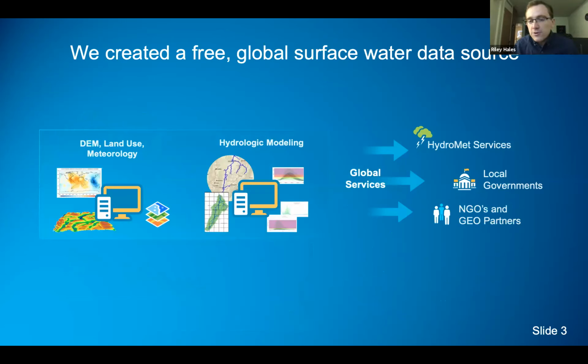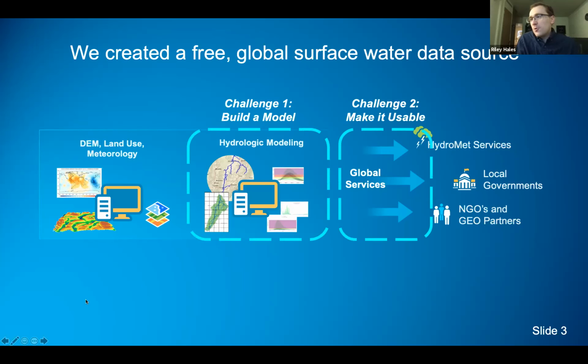Really, I'd say there are two broad challenges to making this approach work, which I'd like to explain how we addressed in this presentation. First would be, can you actually build the global model that's sufficiently useful, sufficiently accurate? And two, can you make it usable? Just throwing my three arrows that say global services is a great idea, but there's a lot of work that goes into making that actually useful to the local decision makers.